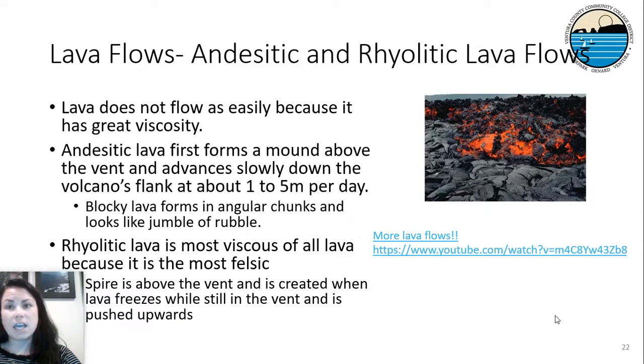So let's look at andesitic and rhyolitic lava flows. For these types of flows, lava does not flow as easily because it has a great viscosity. Andesitic lava first forms a mound above a vent and then advances slowly down the volcano's flank at about 1 to 5 meters per day. As a result, blocky lava forms in angular chunks and looks like a jumble of rubble, as opposed to those smooth sheets that we saw with basalt lava flows. Rhyolitic lava is the most viscous of all lava because it has the most felsic composition. It forms a spine above the vent, created when lava freezes while the vent is being pushed upwards. So that's why we get this really chunky look. So let's look at an example of some andesitic lava flow.